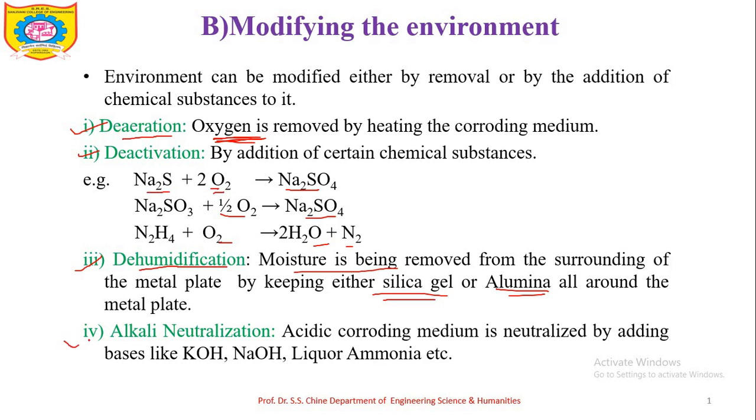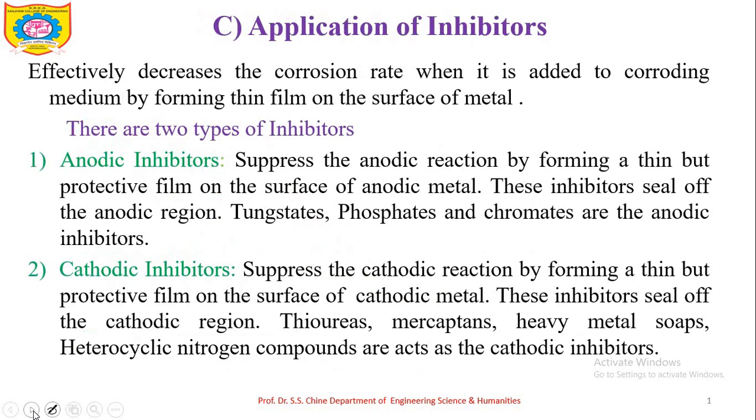Then next is alkali neutralization. Okay. So acidic corroding medium is neutralized by the addition of bases such as potassium hydroxide, sodium hydroxide or liquor ammonia. So these are the basic substances or alkaline substances. So by the reaction of these alkaline substances with the acidic corroding medium, there is formation of neutral compound. So it will also carry out the change in the environment and it will become an inert environment. Okay, so it will avoid the corrosion.